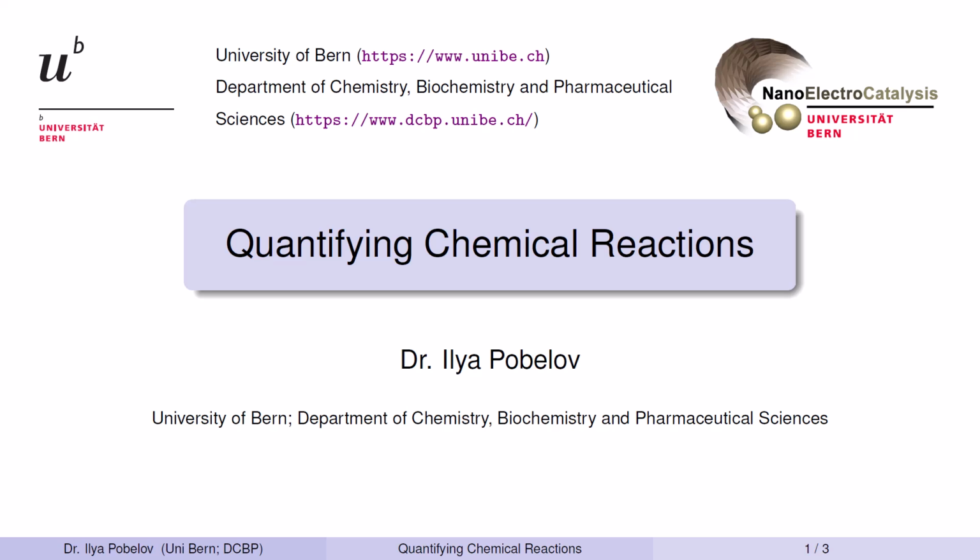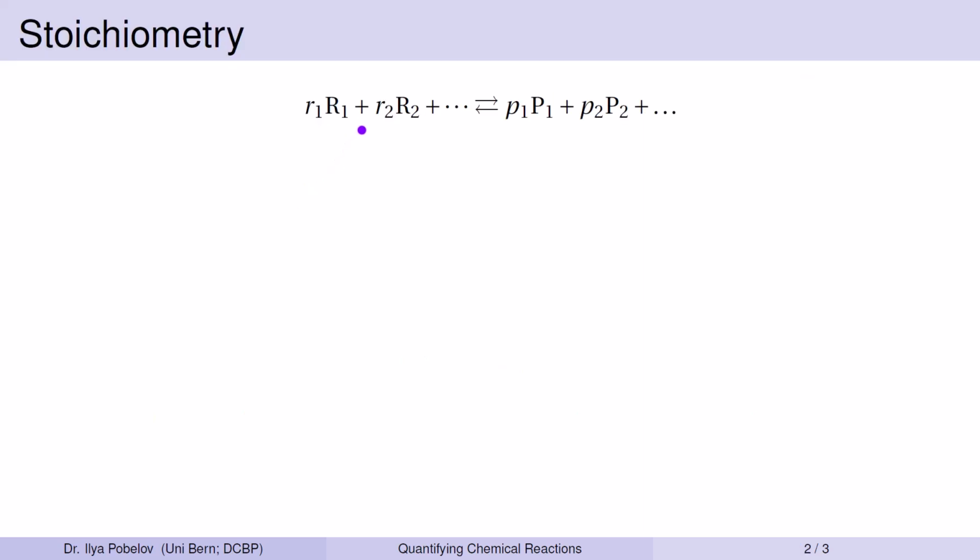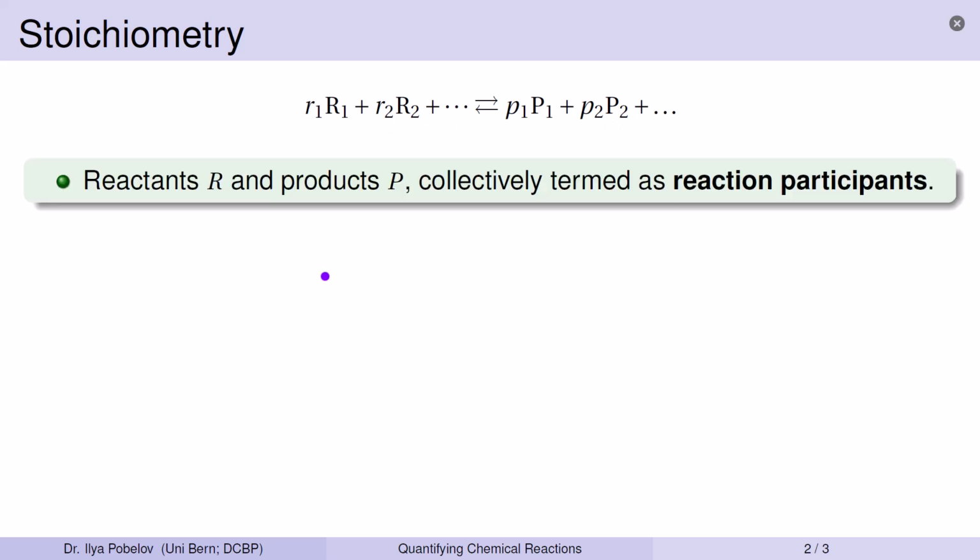In this module, we introduce general nomenclature used in physical chemistry to describe chemical reactions. First, let's look at a generic chemical reaction. In this equation, the symbols R and P represent reactants and products respectively. Collectively, they are termed as reaction participants.